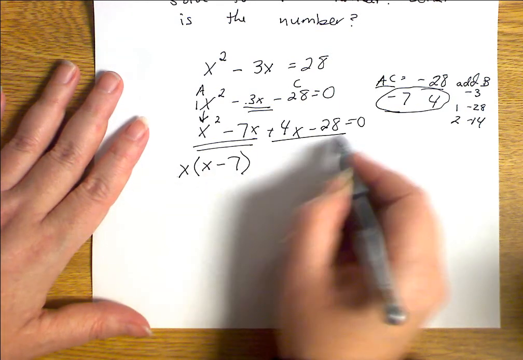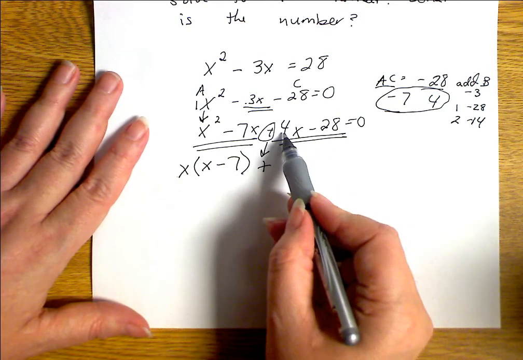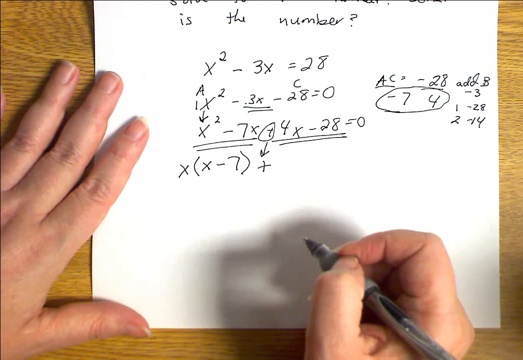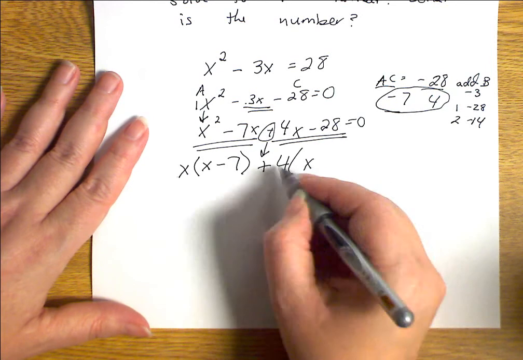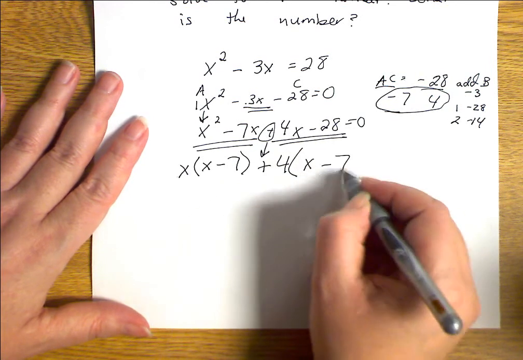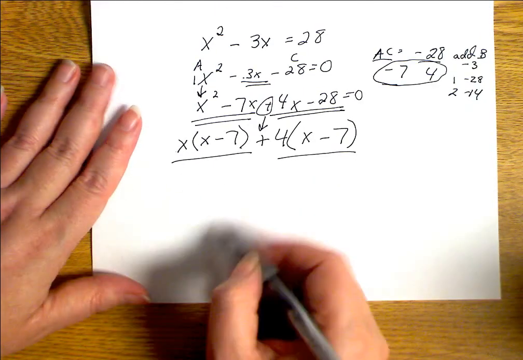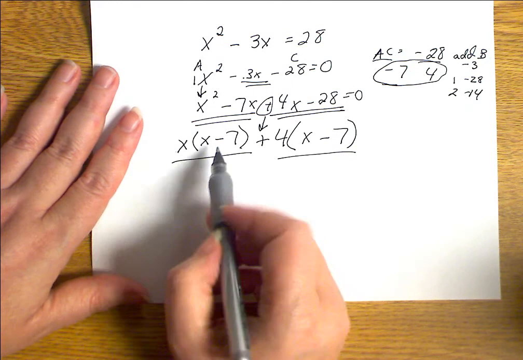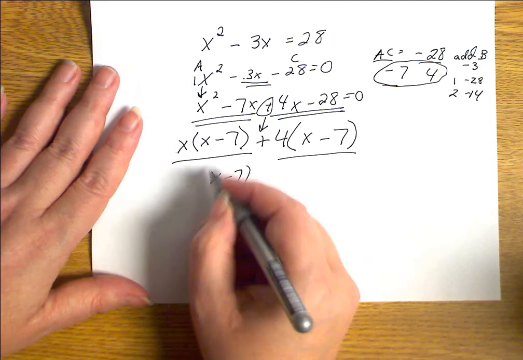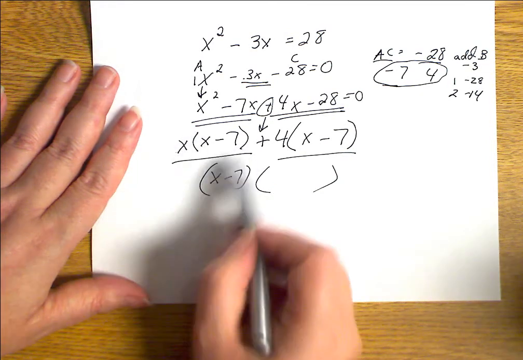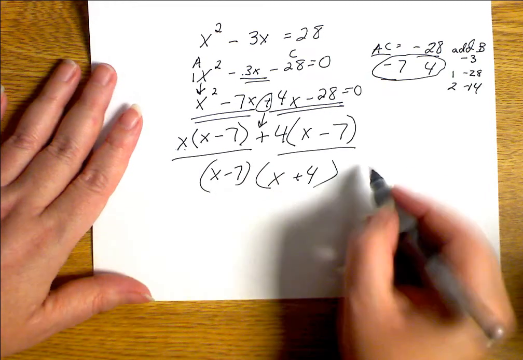It's always going to be this same sign that you bring down. So what's in common with 4x and negative 28? 4. So 4 times what gives me the 4x? X. 4 times what gives me the negative 28? Negative 7. So we have x plus 4. Well, see what's in common with these two? The x. And what's left over here? X minus 7. And x plus 4 is here. So we want to bring down our equals 0.